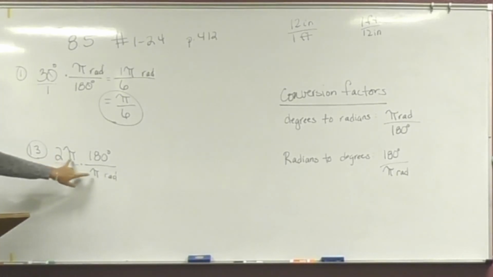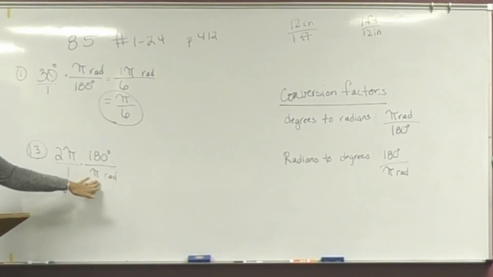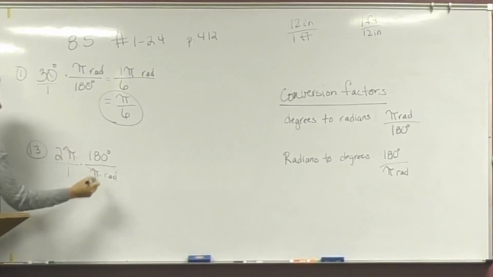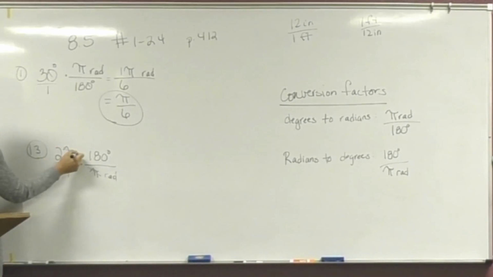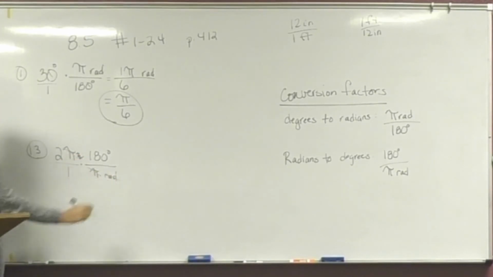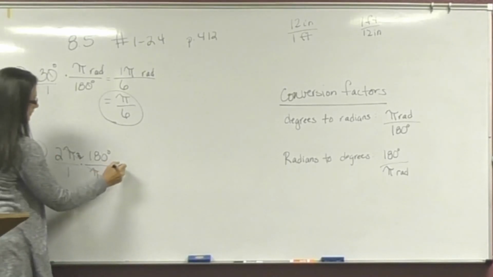So I'm making those pi's cancel, okay? So this guy was on top, I need him on bottom. In order to cancel, I need him on bottom, okay? So those cancel. This I understood had a radian, they cancel, okay? Again, that's just the measurement. So now this is just really simple math. 2 times 180 over 1, which is just 360.